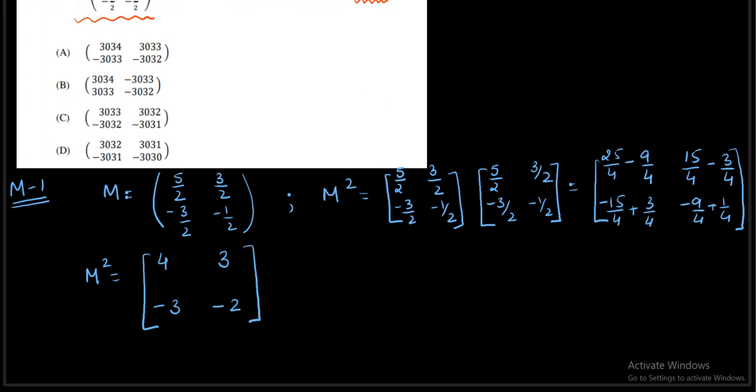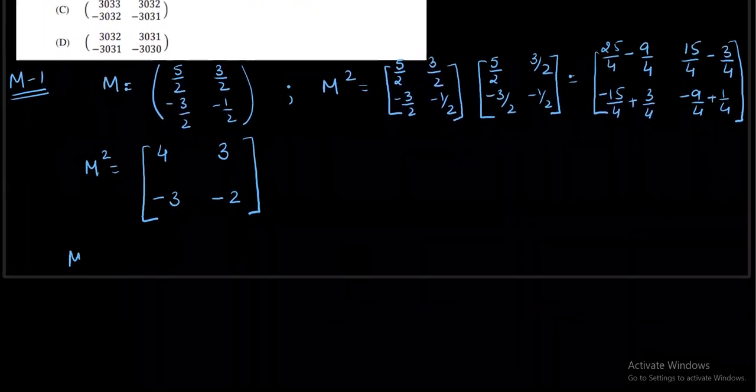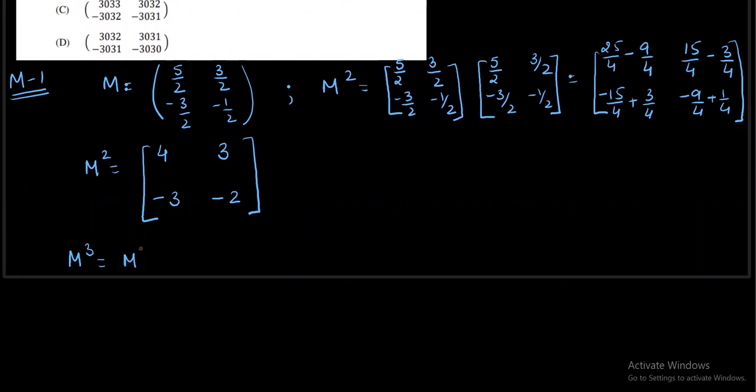Similarly, now I will be calculating M cube as well. So let us go for M cube. M cube means you can multiply M square and M, both matrices I have. When we multiply them together, ultimately the matrix turns out to be 11/2, then 9/2, minus 9/2, and then minus 7/2. The process of multiplication is similar: row by column multiplication gives you this answer.